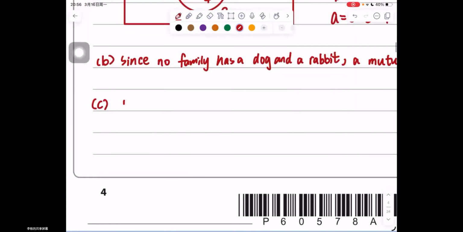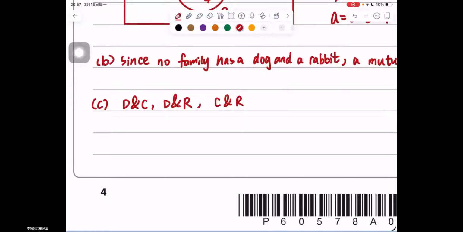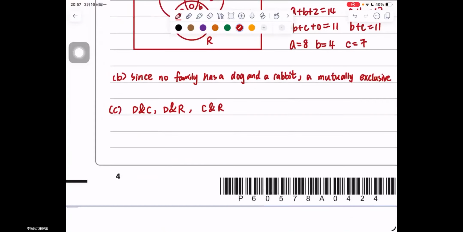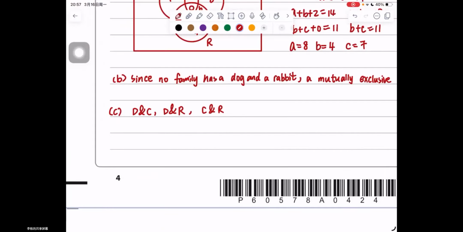First one is dog and cat. Next one is dog and R. Okay, you know what these letters mean. And then the next one is C and R. These 3 groups of events are mutually exclusive, of course. So when we're dealing with mutually exclusive events and to calculate the combined probability, we add up all the individual probabilities. So now we need to know the numbers of these 3 events.